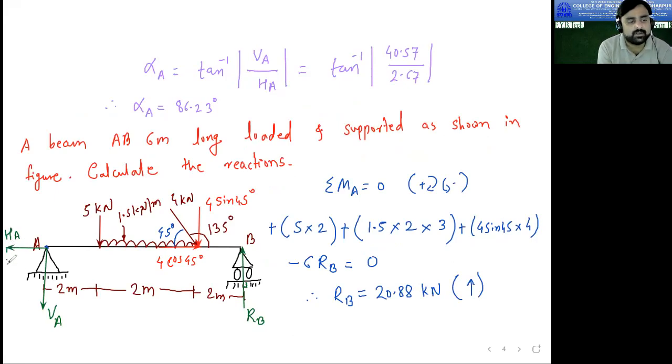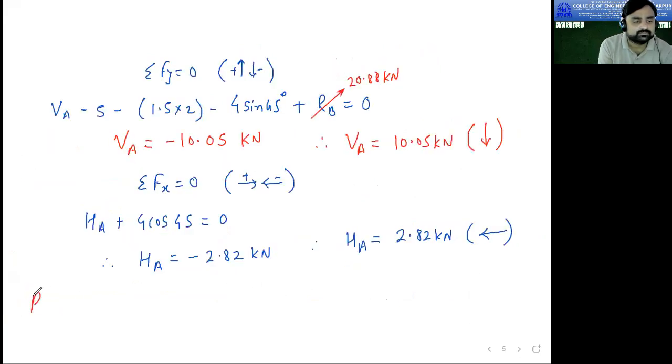Now after VA, you can find out the resultant of these two, which is RA. That RA will be in this direction. This is your RA direction, and this angle will be alpha. So now if I calculate, RA is equal to under root HA square plus VA square. Now what is the value of RA?